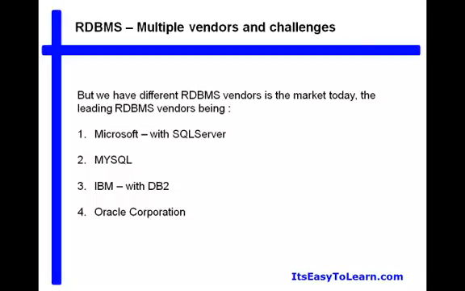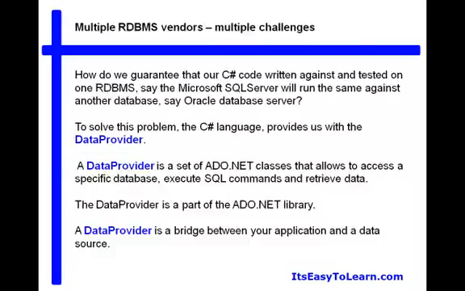We have multiple RDBMS vendors, the leading ones being Microsoft with SQL Server, MySQL, IBM with DB2, and Oracle Corporation. How do we guarantee that our C# code written and tested against the RDBMS, say SQL Server, will run the same against another database, say the Oracle database? To solve this problem, the .NET framework provides us with the data provider.